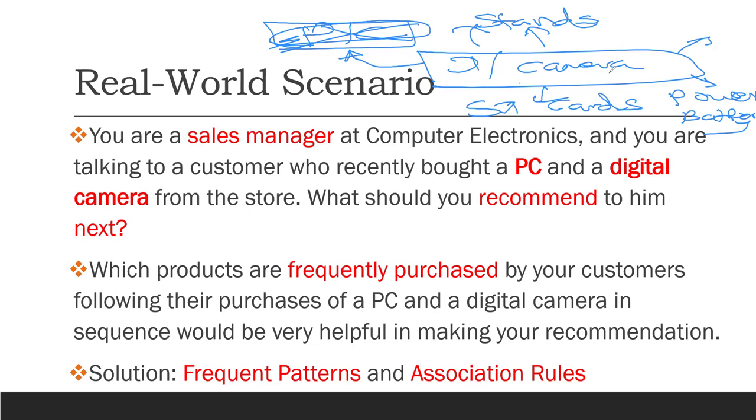So depending on the effective recommendations, maybe you can increase your sales, right? How can you increase the sales? You need to find effective recommendations. How can we find effective recommendations? By applying this association rule mining, right? That's why we are learning this association rule mining.